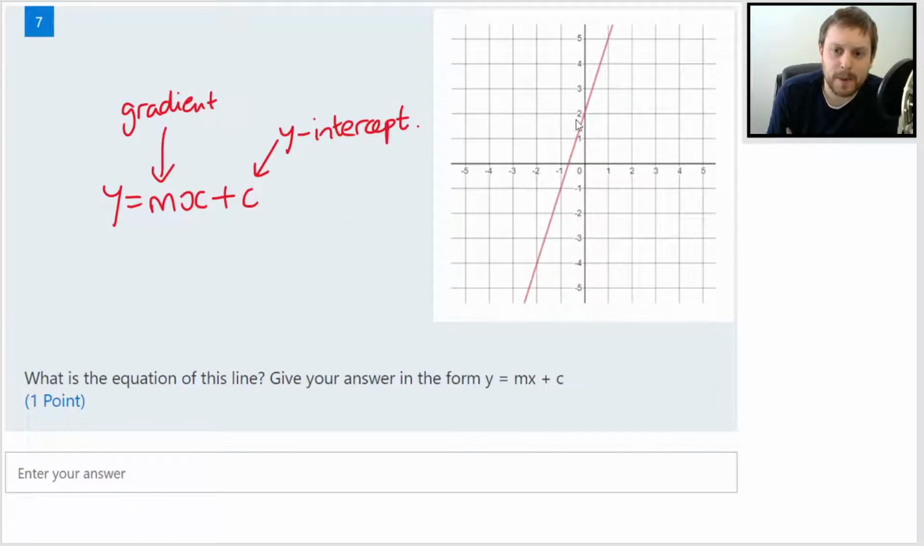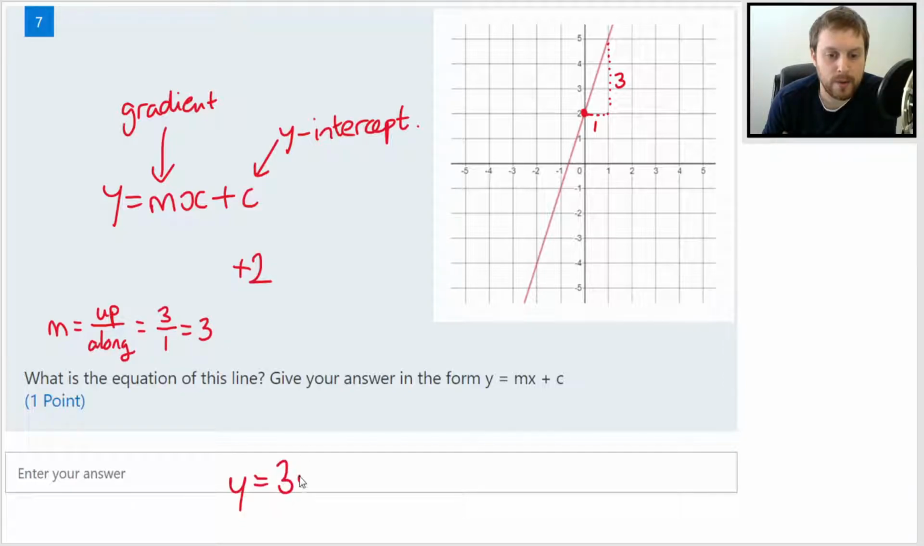Let's have a look at the plus c. Well, the plus c is 2, so it's going to have a plus 2. And then the gradient, it goes 1 along and 3 up. And the gradient is the up over the along, which will be 3 over 1, which is 3. So it's y equals 3x plus 2.